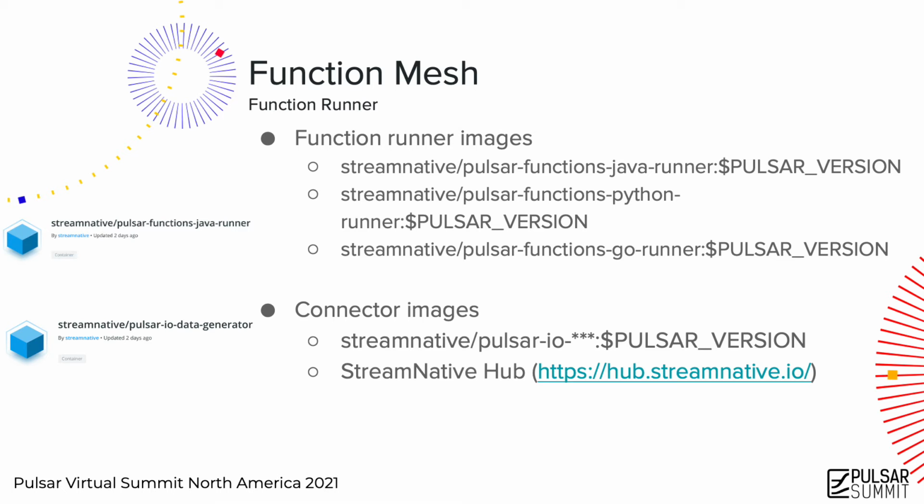We also released a bunch of Docker images for Pulsar IO connectors to Docker Hub, and each image is named like StreamNative/pulsar-io-..., like StreamNative pulsar-io-data-generator. We have released all Pulsar built-in connectors, along with some of the StreamNative managed connectors, as Docker images. You can check the list from StreamNative Hub, and here is the link of StreamNative Hub.